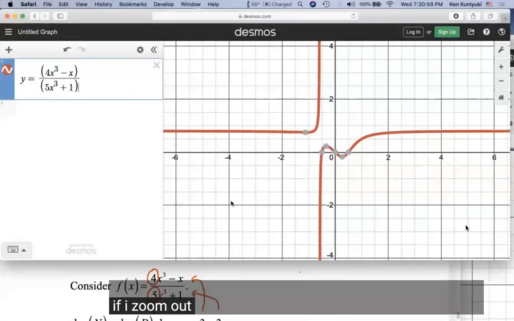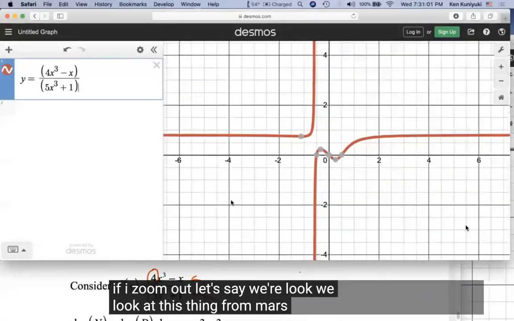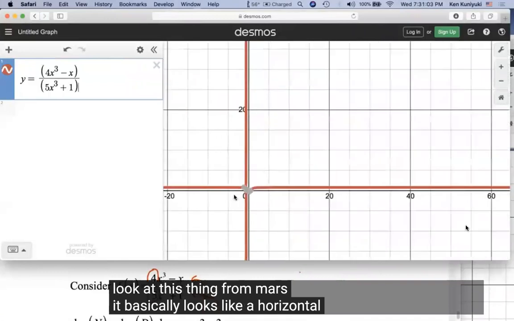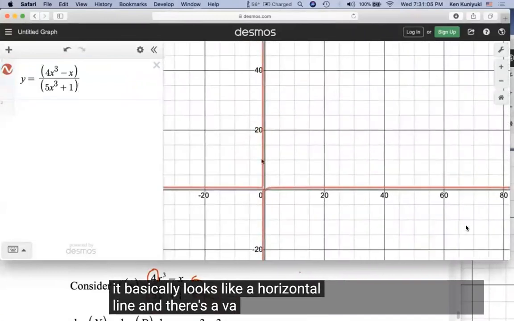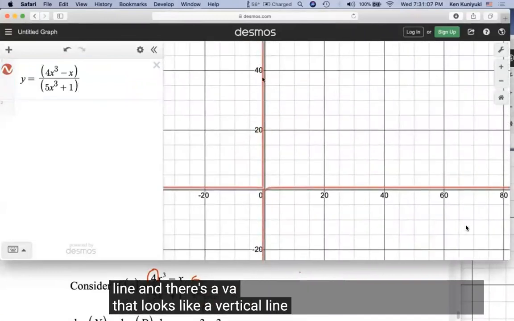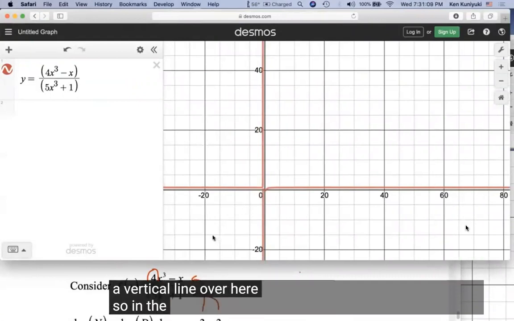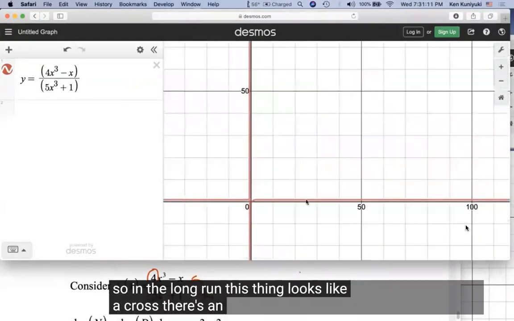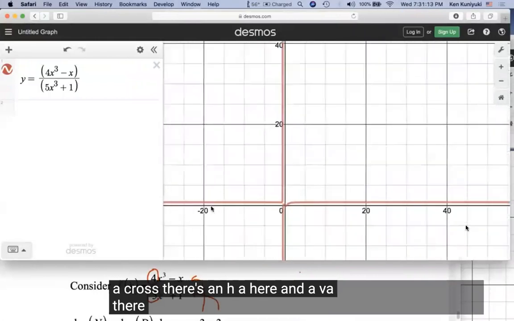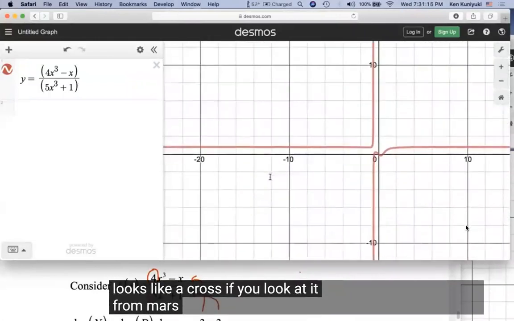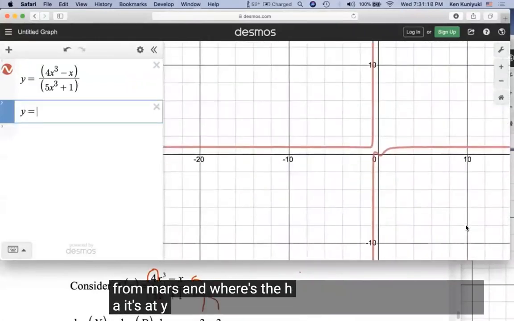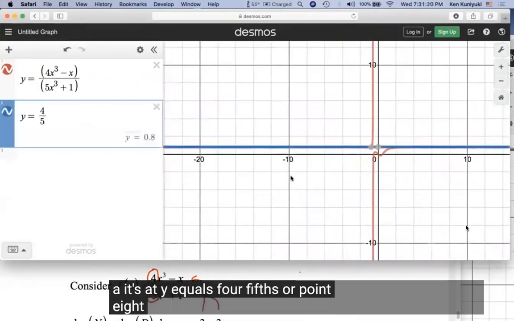If I zoom out, let's say we look at this thing from Mars. It basically looks like a horizontal line. And there's a VA that looks like a vertical line. That is a vertical line over here. So in the long run, this thing looks like a cross. There's an HA here and a VA there. And where's the HA? It's at y equals 4/5 or 0.8.